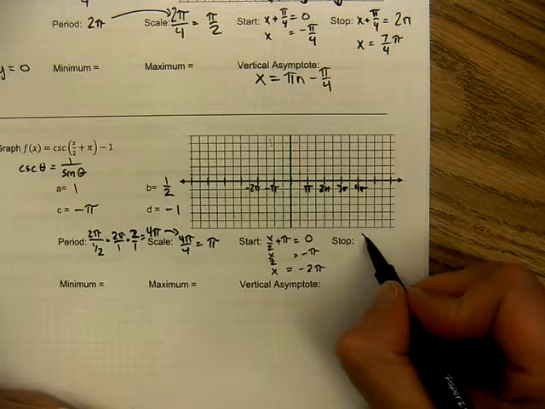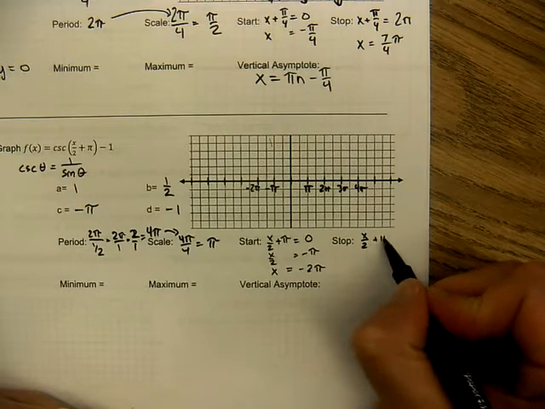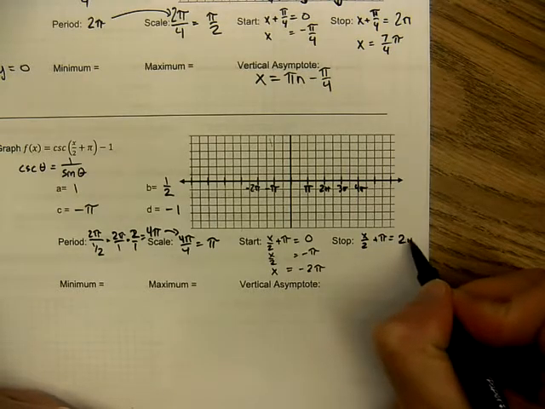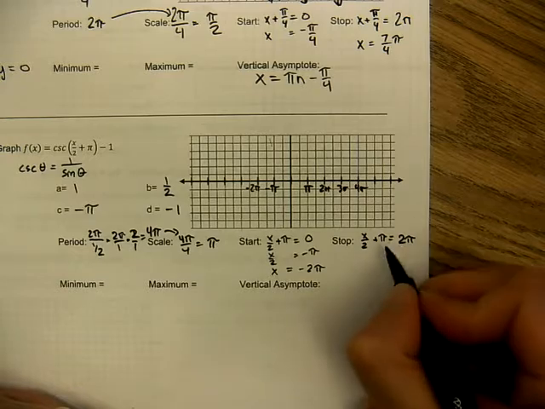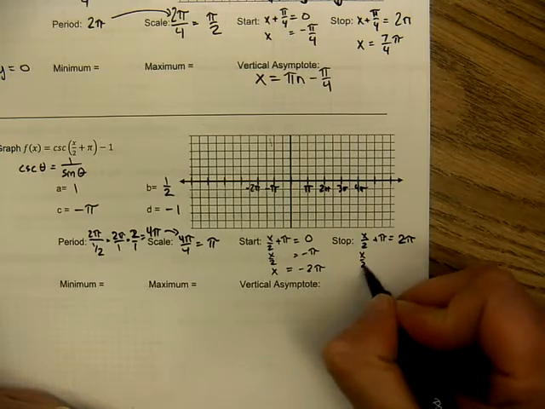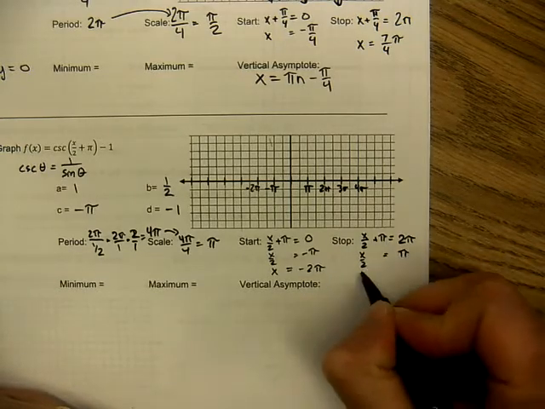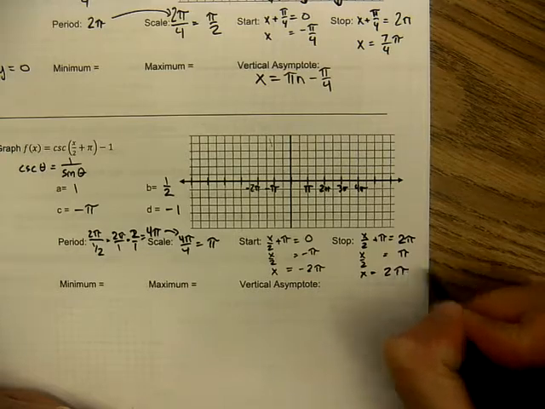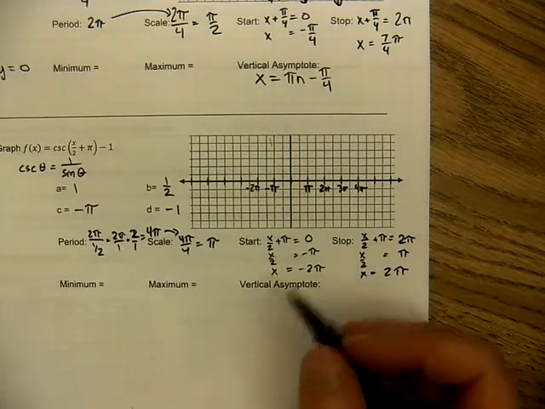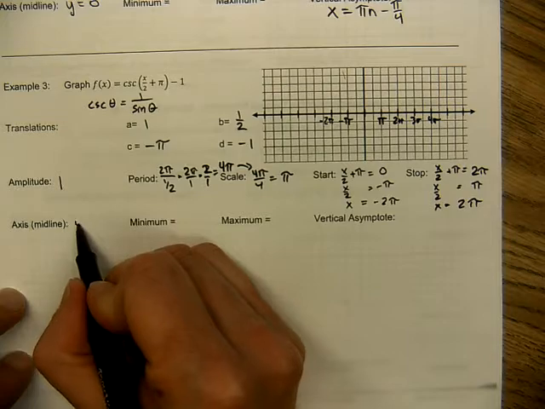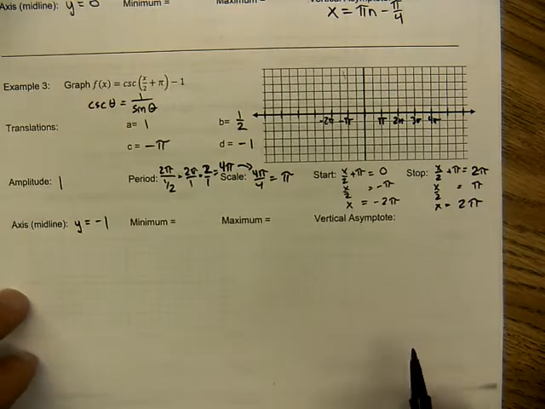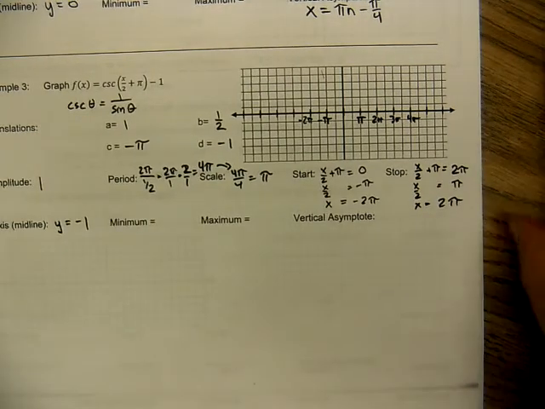To find out where it stops, take x over 2 plus pi and set that equal to 2 pi, because that's where the sine curve normally stops. Subtract pi from both sides and multiply both sides by 2. So we're stopping at positive 2 pi. And our axis is going down 1, so minus 1 on that axis.